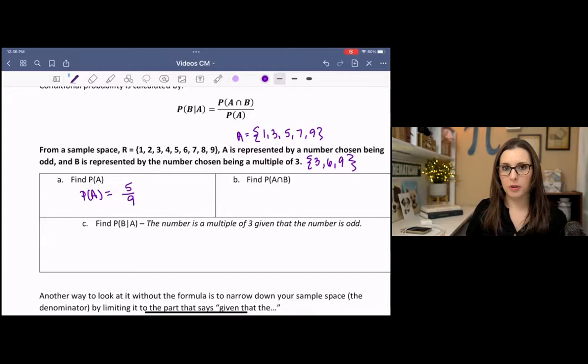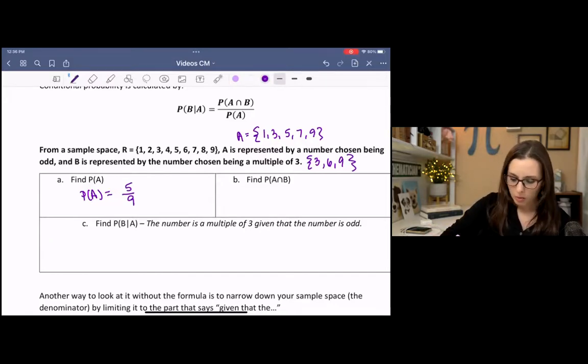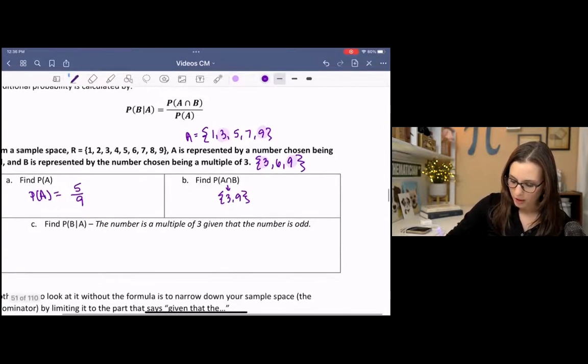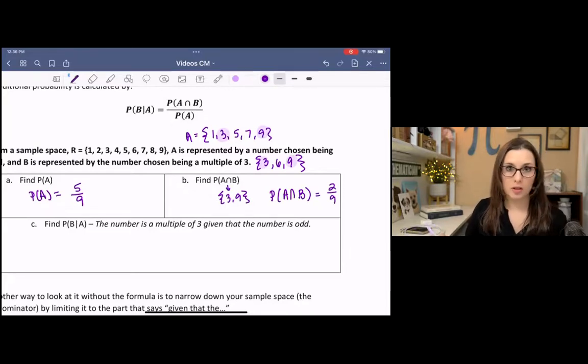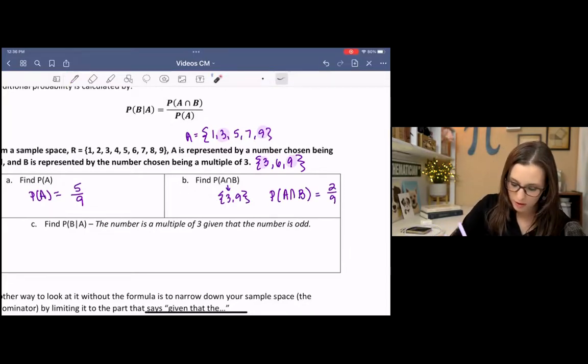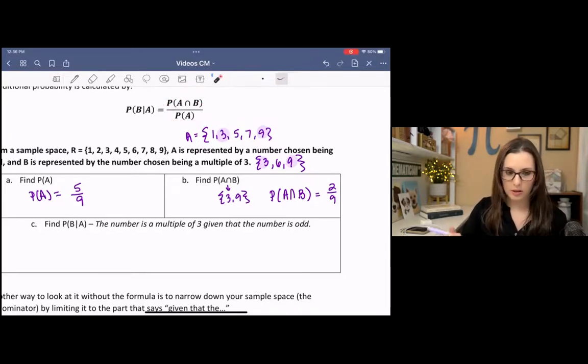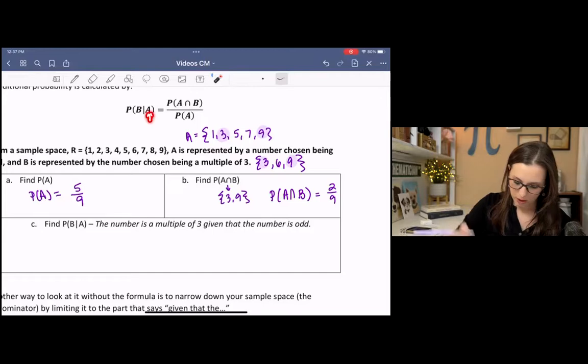Then it says find the probability of A intersect B. Well, the intersection of A and B is 3 and 9. So this intersection is just 3 and 9. Therefore, the probability of getting that is a 2/9 chance. So now we have the two pieces of this formula: the intersection of the two events, or the two sets, and then the probability of the second one in there.